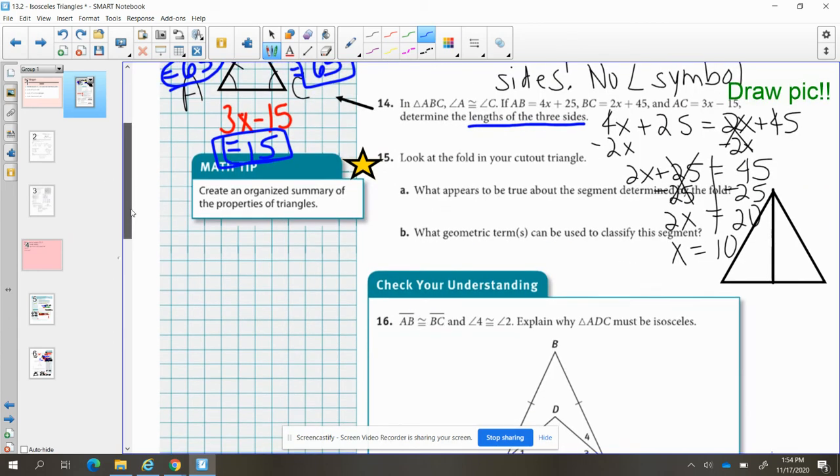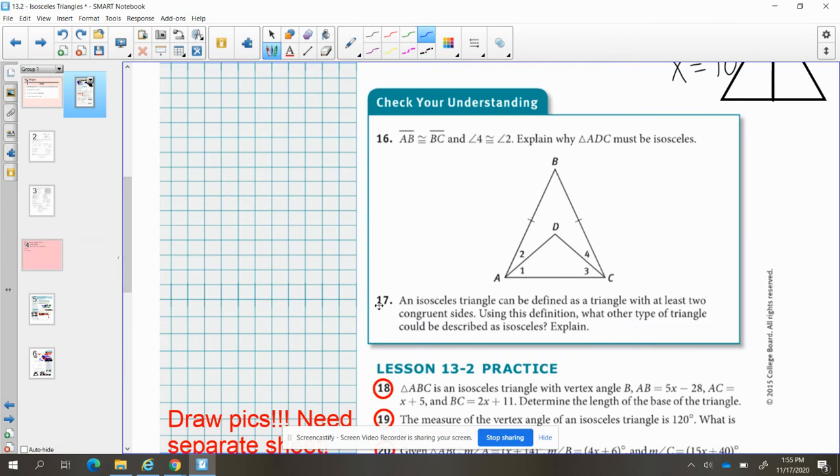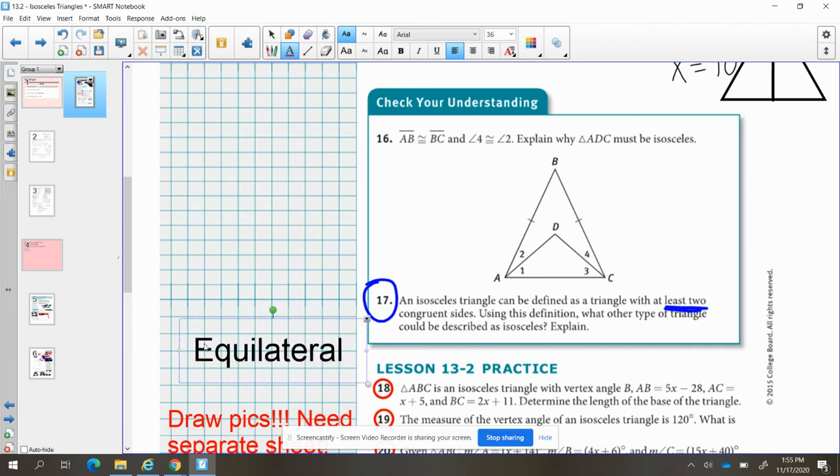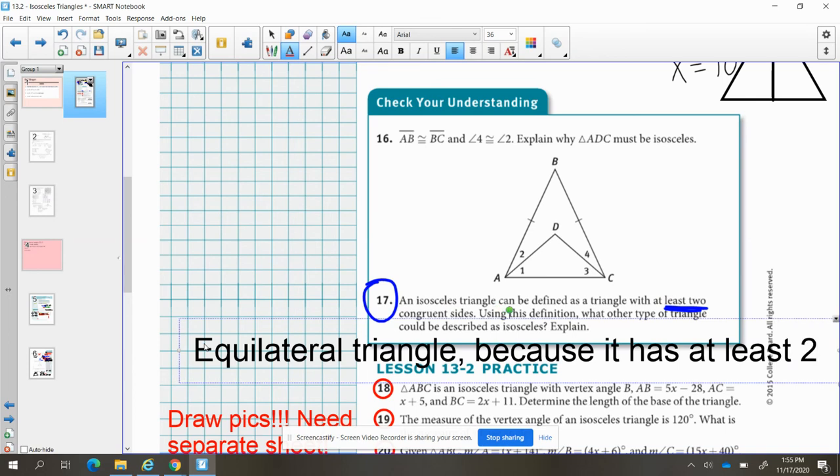Last but not least for today, number 17 here says, if we have an isosceles triangle, we said that it means it has at least two congruent sides. So using this definition, what other type of triangle is also going to be considered isosceles? Well, that's going to be an equilateral triangle. And the reason is because it has at least two congruent sides. It actually has three congruent sides.